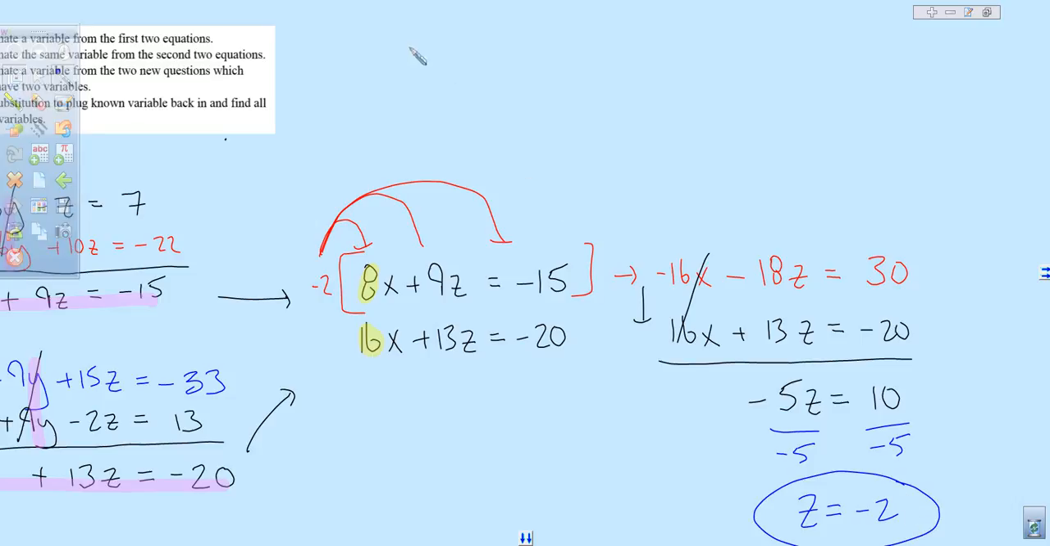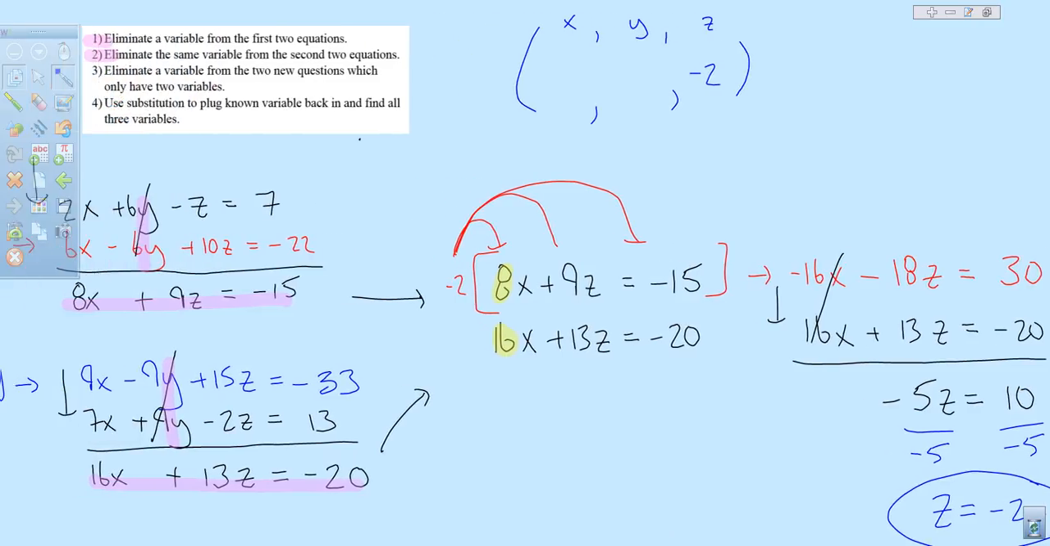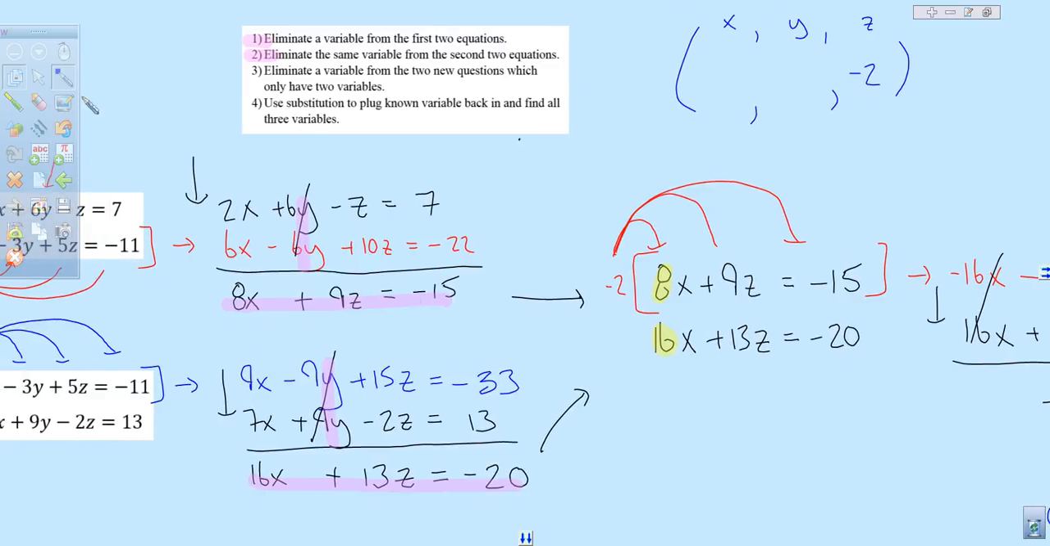So I'm on my path. I've got an ordered pair. The first part's going to be an x. The second part will be a y. The third part will be a z. So I've got this ordered pair, and right now I know the z part. And now I'm looking to fill in the other two pieces. So I can come back across, and I've got two equations to choose from: 8x plus 9z equals negative 15, or 16x plus 13z equals negative 20. Either one of these, once I plug in what I know, will allow me to find the other.